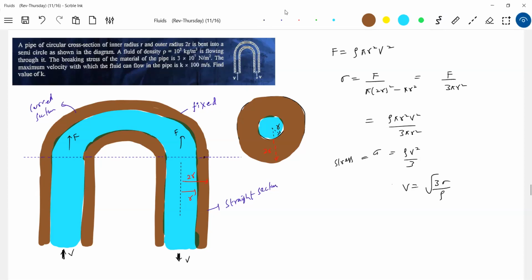Cracks will not come in this region. Cracks have to come here only. Am I right? If the speed of liquid is made further more than this, the cracks will come here.